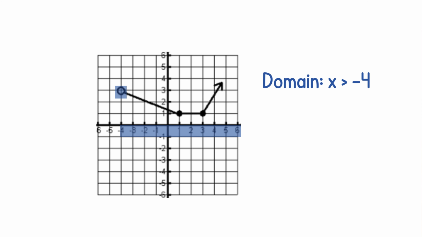Now let's look at the range. So we'll look at all of the y values that are contained in this function. The smallest y value we see is 1, and that arrow tells us that it will go up forever. So the range will be all values that are greater or equal to 1.